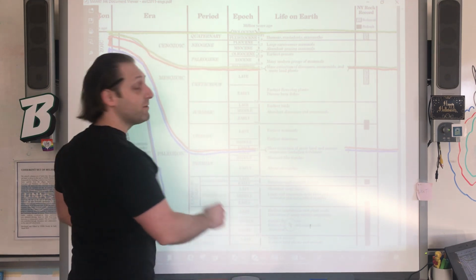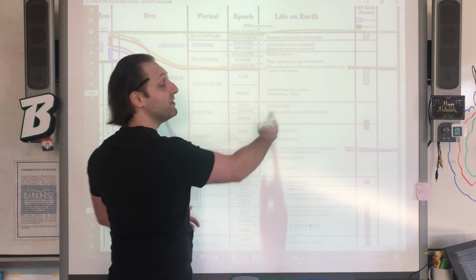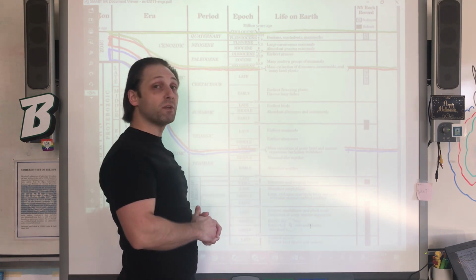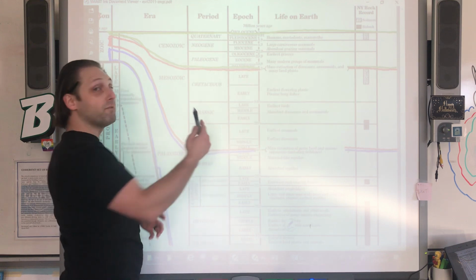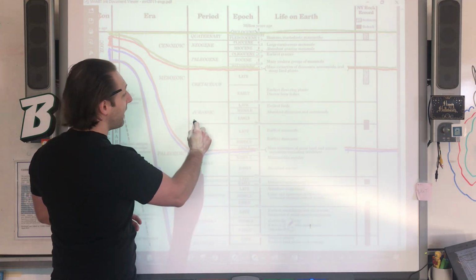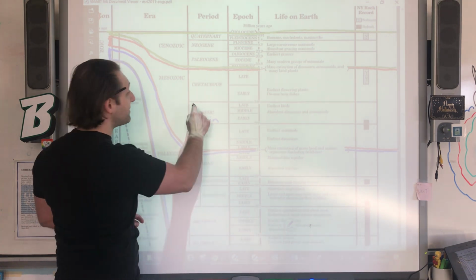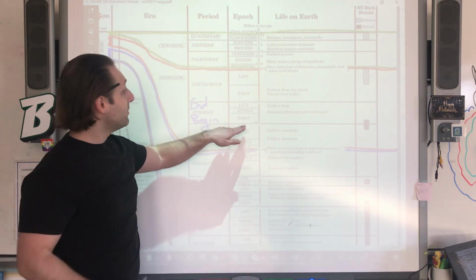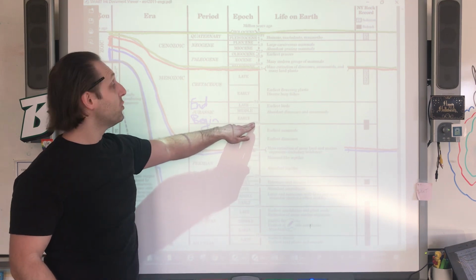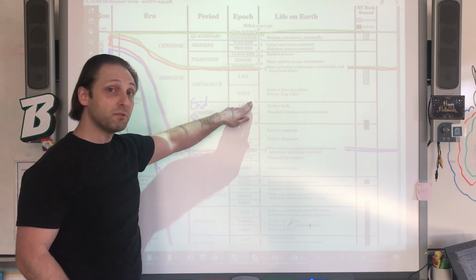We have to be able to identify maybe how far in the past some of these events occurred, or maybe when some of these life forms existed on Earth. So if we were to take, for example, the Jurassic, I'm going to label this the beginning of the Jurassic, and this the end of the Jurassic. So the beginning of the Jurassic is 200 million years ago, and the end of the Jurassic is 146 million years ago.